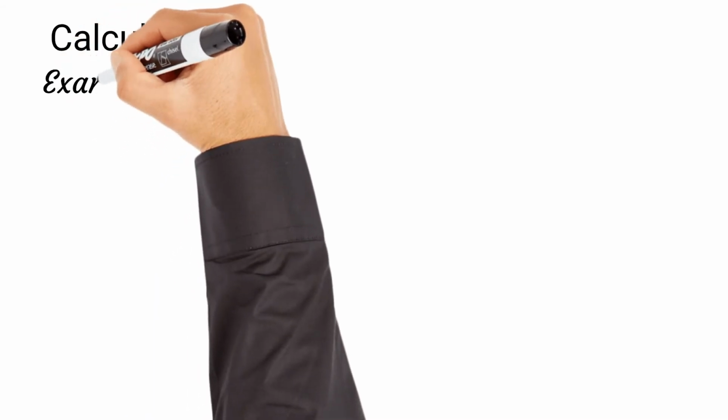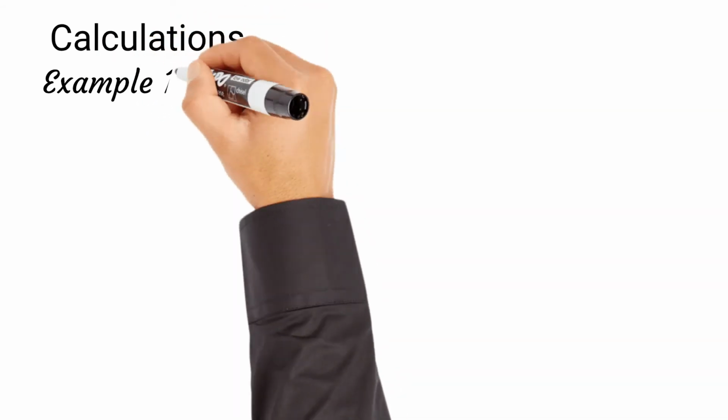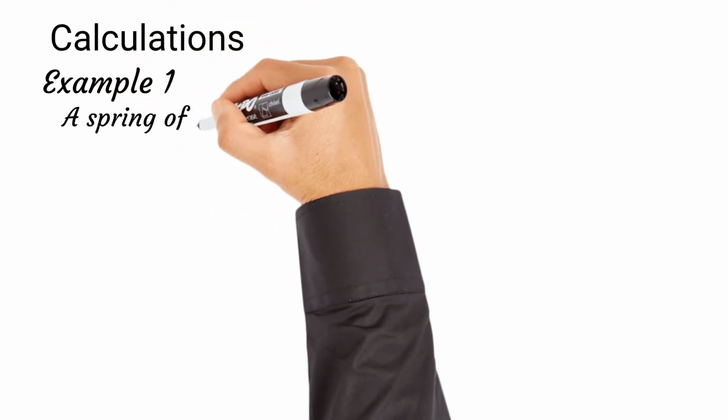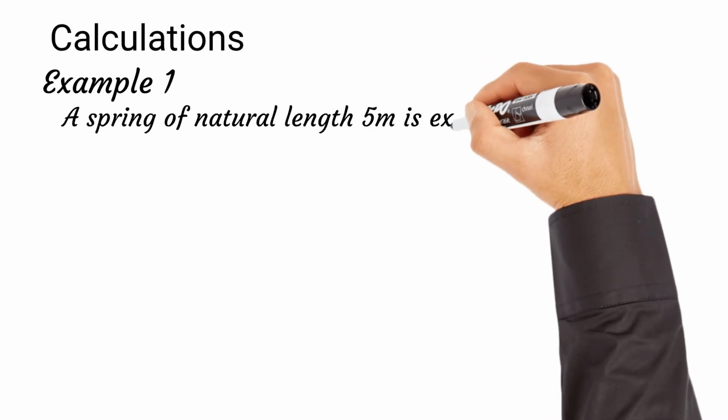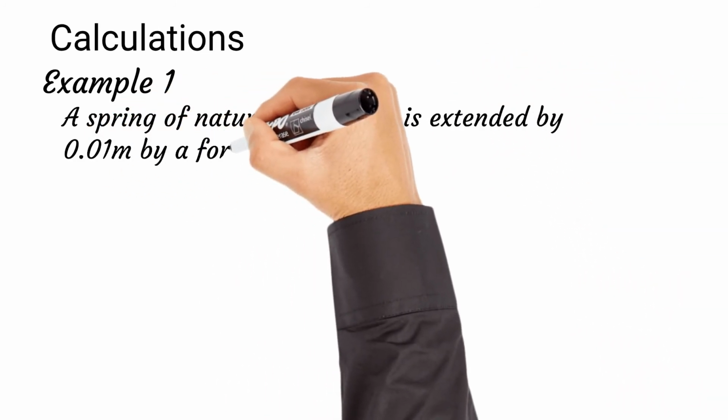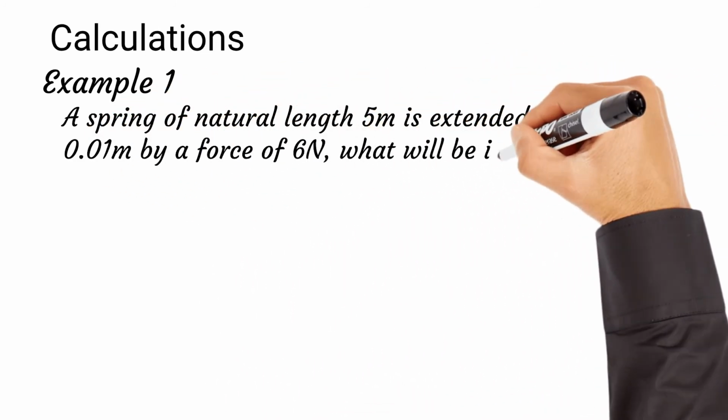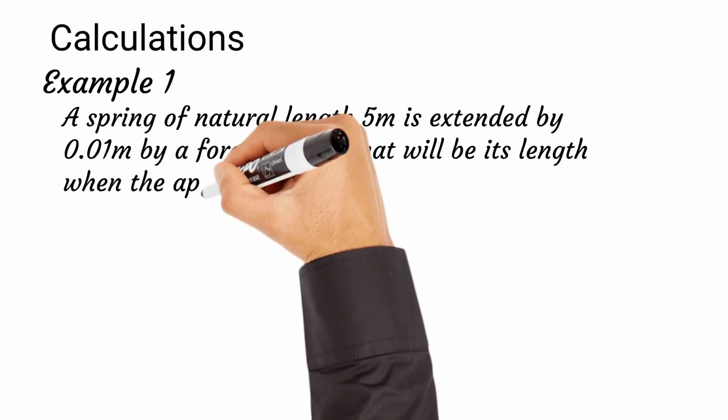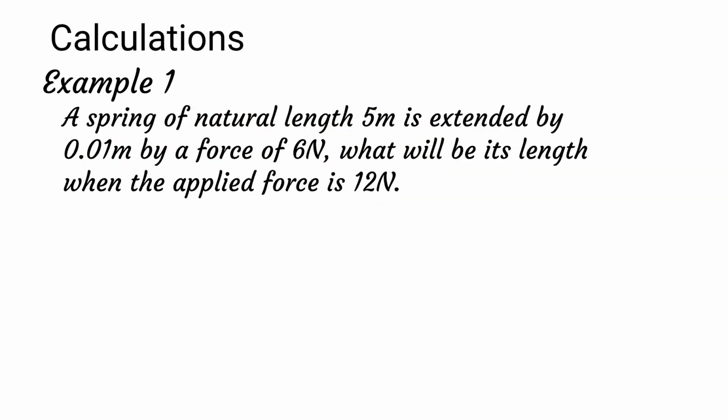Example 1. A spring of natural length 5 meters is extended by 0.01 meter by a force of 6 Newton. What will be its length when the applied force is 12 Newton?